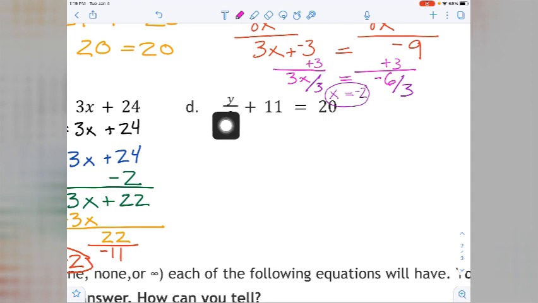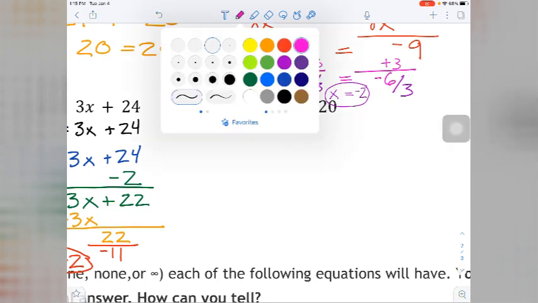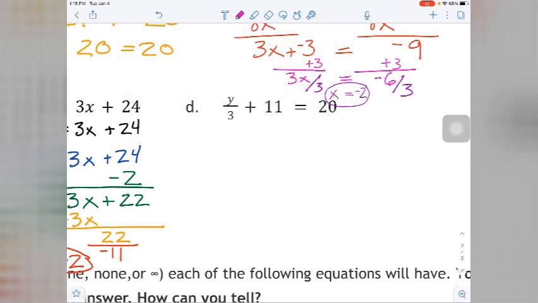So what this says is y divided by 3 plus 11 equals 20. Now, a lot of students were able to just do this off the top of their head. They said, well, I know 20 minus 11. I know that if I take away the 11 here, I would have y divided by 3 equals 9. And a lot of students would do that. And let's see, it would look like this, right?